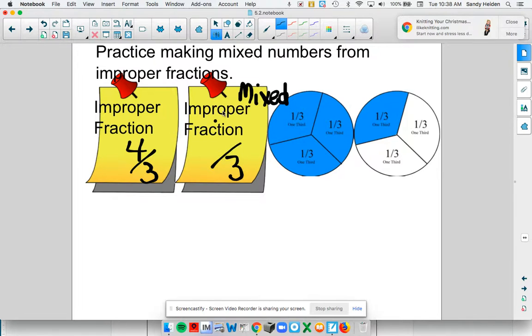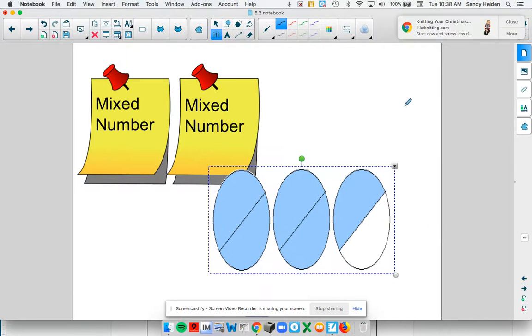For mixed, we count how many are full ones. 1. And then 1 left over out of 3. To get from here to here, I can just do 3 times 1 is 3, plus 1 is 4, 4/3. Try this one. Pause if you need to, and then we'll go over it. My labels are getting mixed up. This is improper.